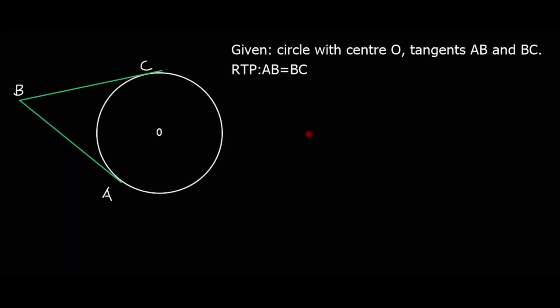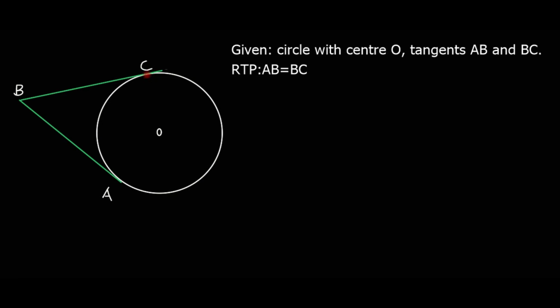And then now, to prove this theorem, the first thing: given a circle with center O, tangents AB and BC. You can see that there is a center O, and then we have the tangent BC and another tangent AB. When we prove this theorem, the first thing we will do is a construction.